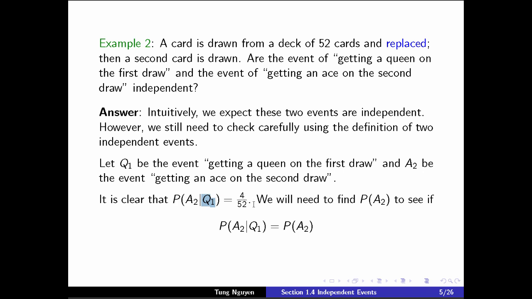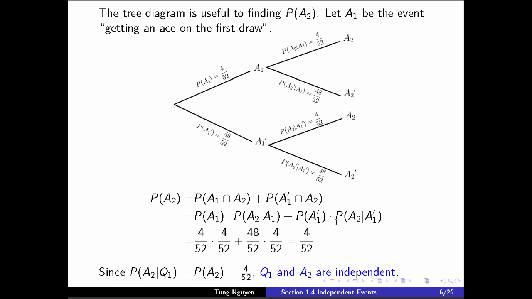So the probability of getting an ace the second time we draw a card from the deck is clearly 4 over 52. So next we want to find the probability of A2, because we want to verify if the probability of A2 given Q1 is the same as the probability of A2. If that's the case, then that means the two events are independent. Okay, so how do we find P of A2? In this case, a tree diagram is actually quite useful to see the whole experiment.